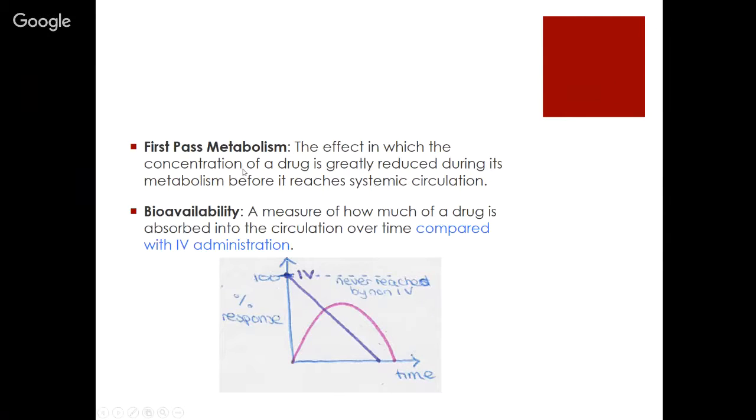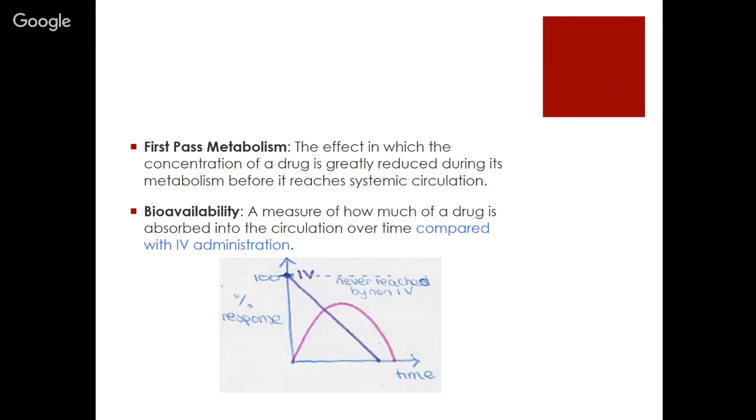I think these are the last two definitions. First pass metabolism is the fact that when you get a drug into your circulation and it's metabolized, you're going to reduce a lot of the actual availability. Before it can reach your systemic circulation, when you're going through the ADME phase, the absorption, distribution, metabolism, etc., it can lose a lot of its concentration there.